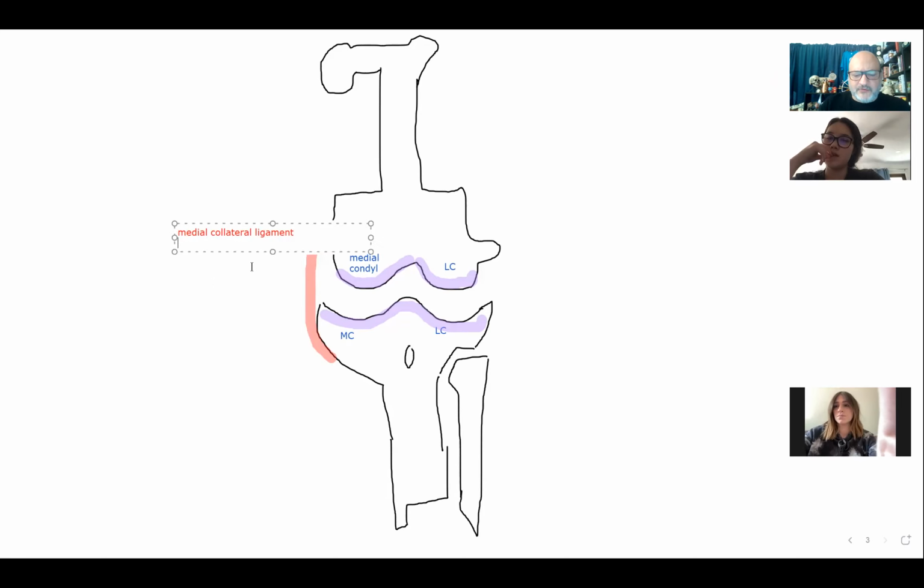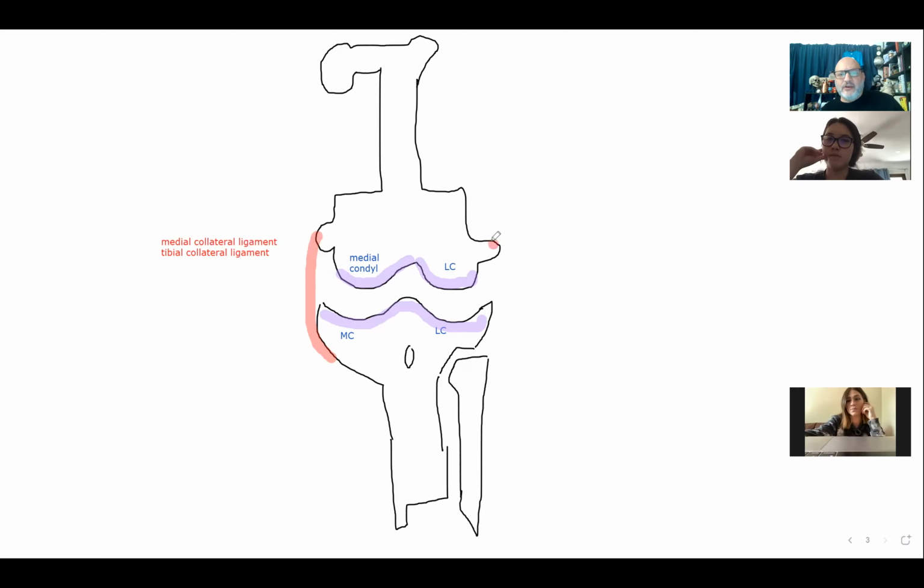This is also sometimes called the tibial collateral because it attaches to the tibia. Notice there is also going to be one on the lateral side that goes from the lateral epicondyle of the femur down onto the lateral condyle of the tibia, but also to the head of the fibula where it attaches there. So not surprisingly, this is called the lateral collateral ligament or the fibular collateral.